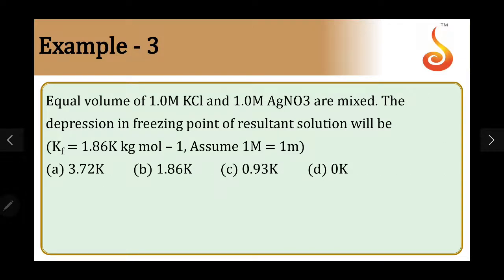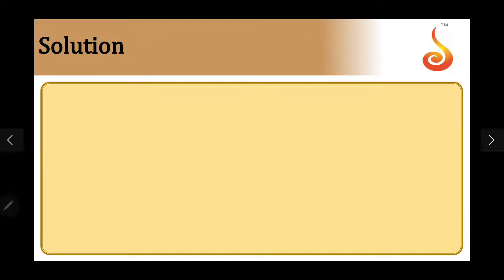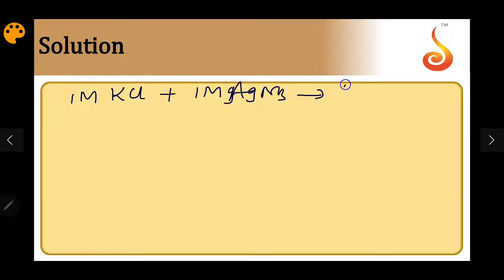Example 3. Equal volume of 1 molar KCl and 1 molar AgNO3 are mixed. The depression in freezing point of the resultant solution will be. So Kf is given as 1.86. So we'll go to solution. We have 1 molar KCl and 1 molar AgNO3. So it gives AgCl, which gets precipitated almost completely, and I get KNO3. So KNO3 will be 1 mole.